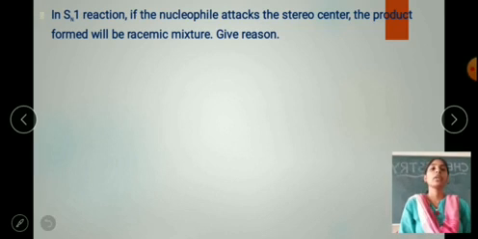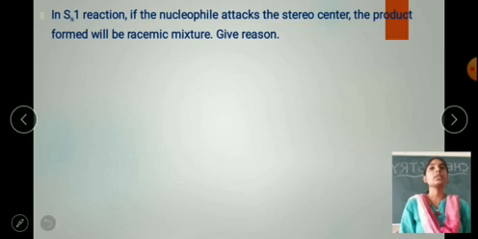First, here is one question. In the SN1 reaction, if the nucleophile attacks the stereo center, the product formed will be a racemic mixture. Give reason. So what you have to do? First, in the SN1 reaction, what happens? It is a two-step mechanism. The SN1 reaction is a two-step mechanism.